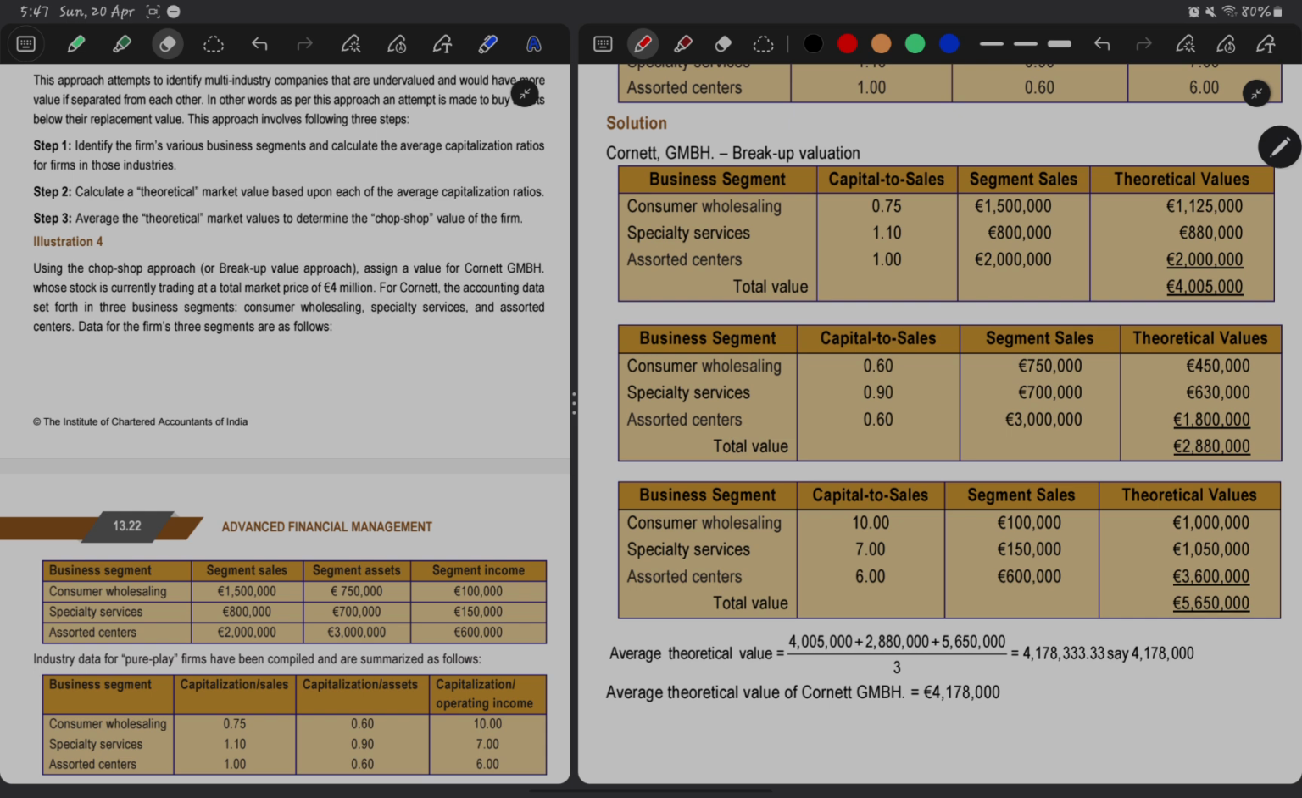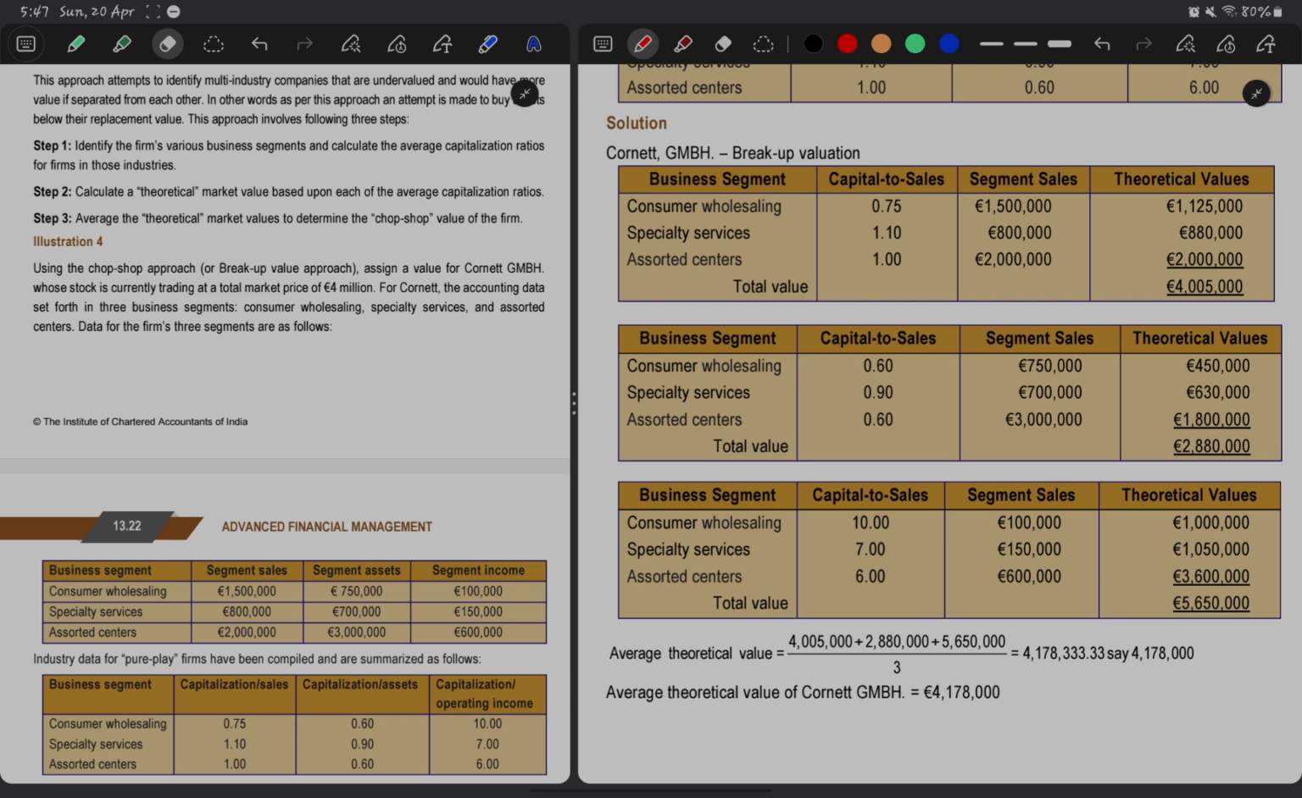So in our case we have data of Cornet GmbH, wherein they have three segments, and the three segments' pure play firm multiples are given. We know Cornet GmbH's segment sales, segment assets, and segment income. Multiplying with the multiple will give us the theoretical values. Then the average of the theoretical values will give us the theoretical value of the firm, nothing but Cornet GmbH.